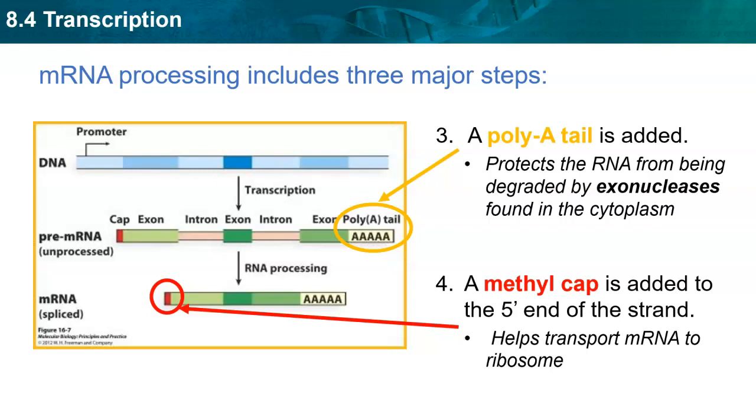So those were the steps of mRNA processing. Again, this happens right after transcription, but before the RNA leaves the nucleus, and it only happens in eukaryotes, and it allows them to regulate the expression of their genes. So hopefully this added information was helpful, and if you have any questions, please make sure you ask those in class.